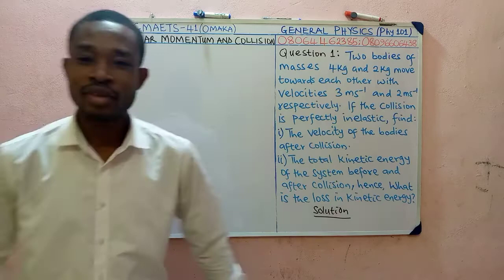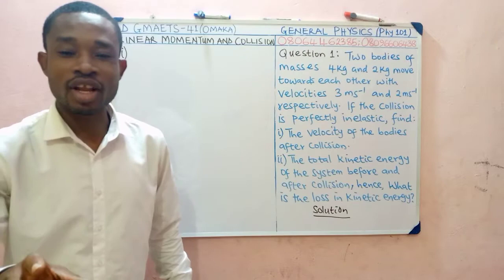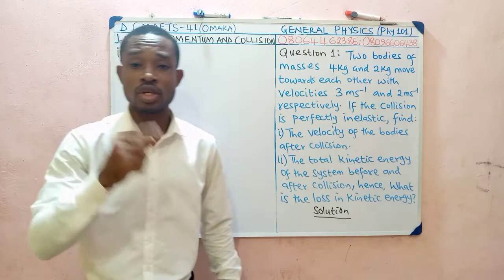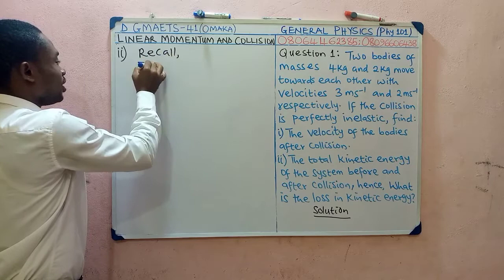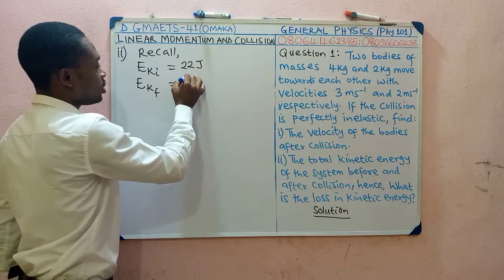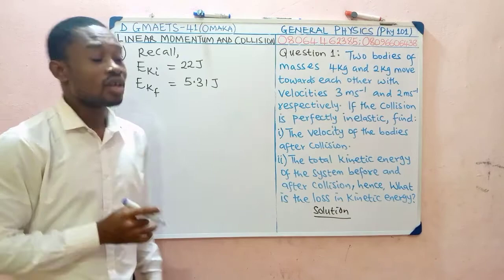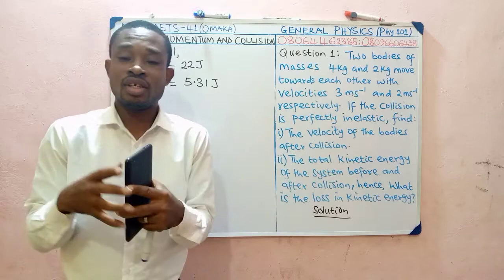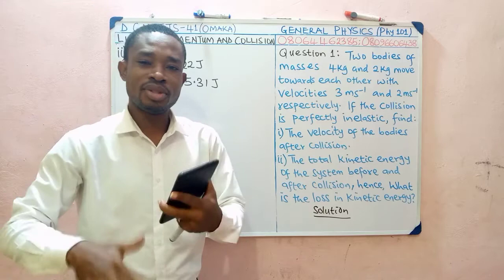Welcome back from the short break. As we roll on to the last part of this question, we are to determine the loss in kinetic energy. You recall, when we calculated the total kinetic energy of the system before collision, we got 22 joules. So I'm going to write, recall, Ek initial, that is initial total kinetic energy, is equal to 22 joules. We also obtained that the final total kinetic energy is 5.31 joules. So there is actually a loss in kinetic energy. The initial is greater than the final, which simply shows that when the masses collided, the kinetic energy after collision reduced.